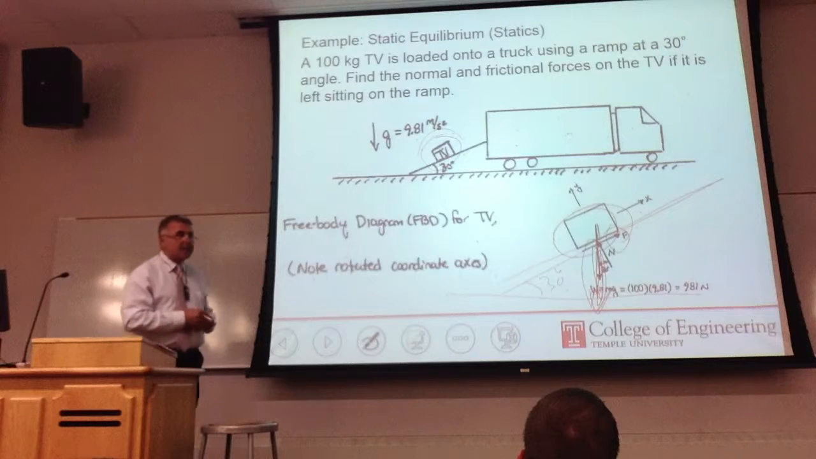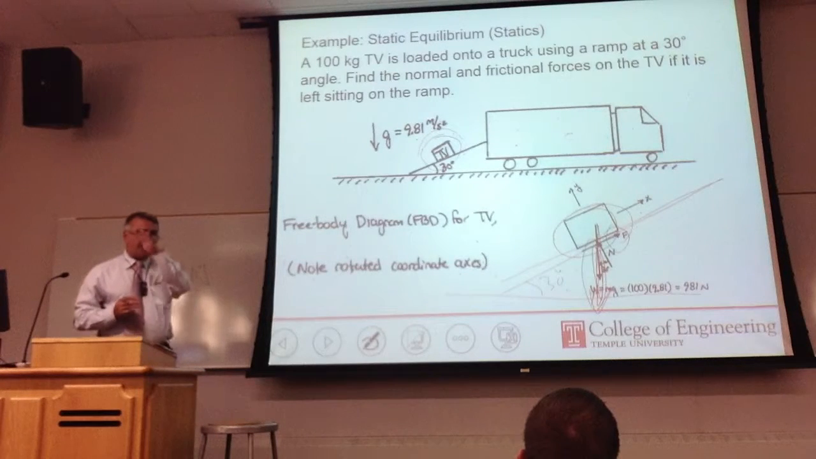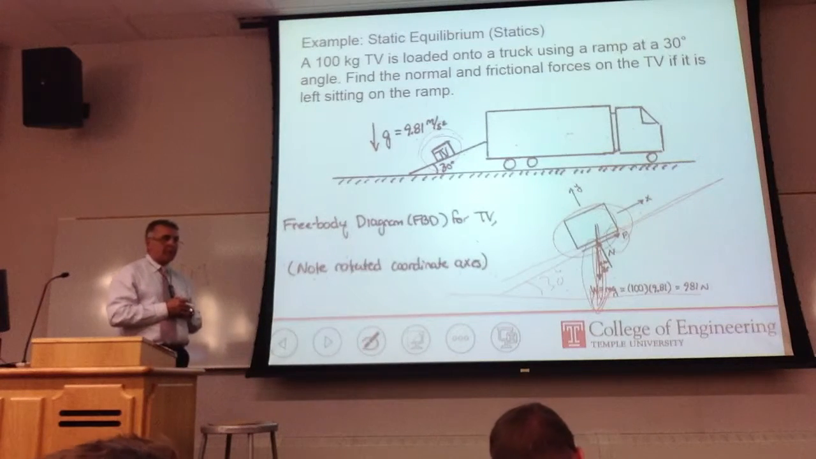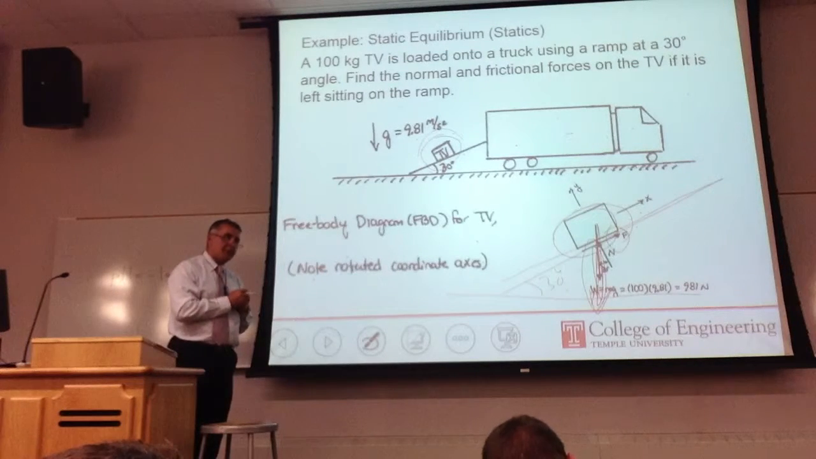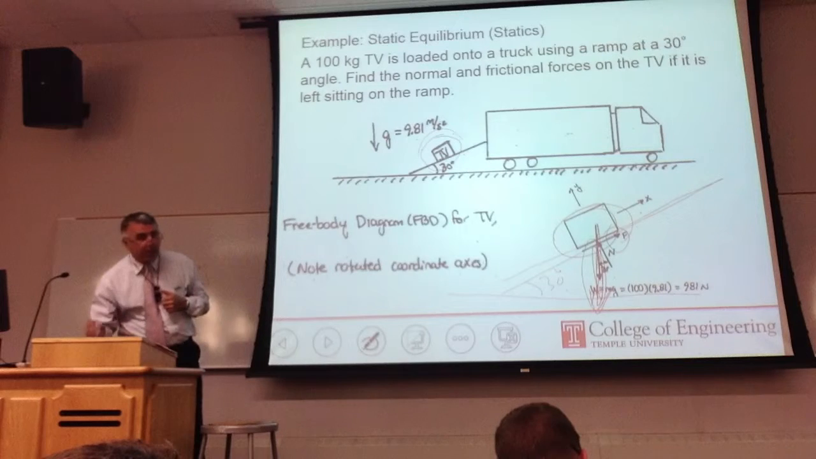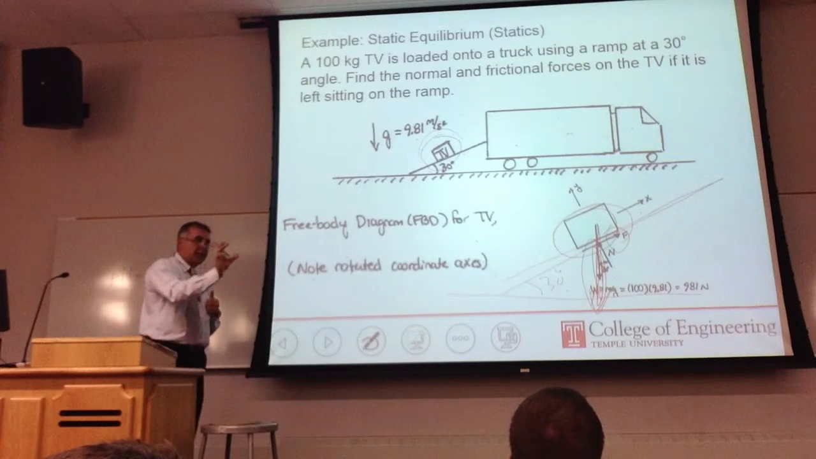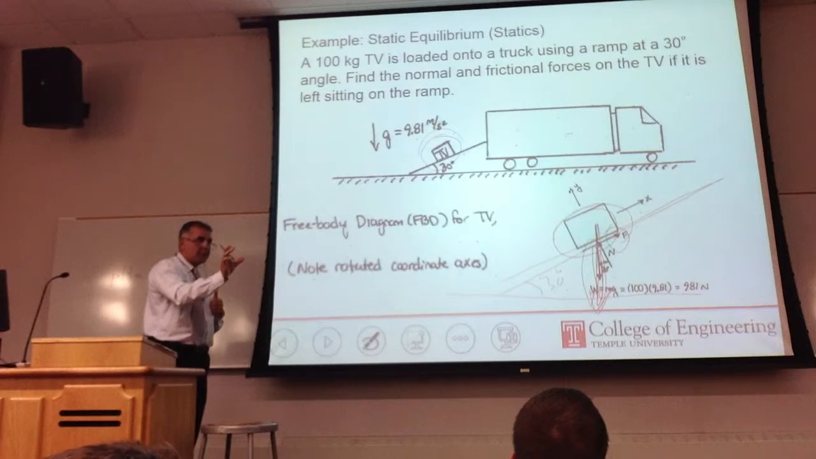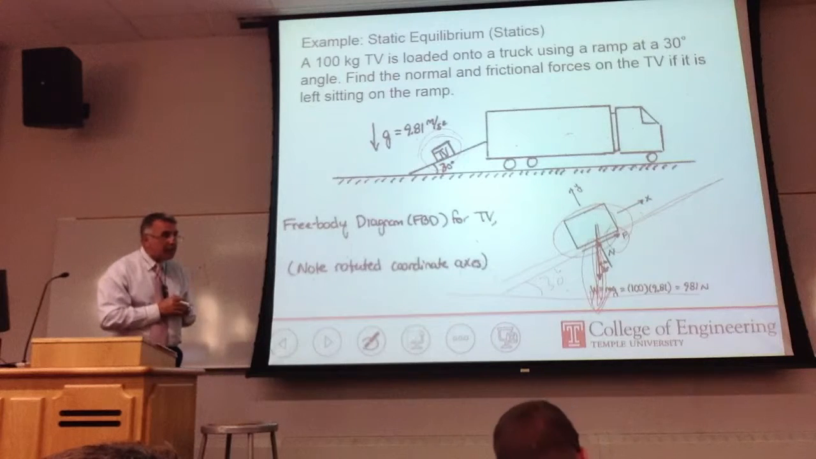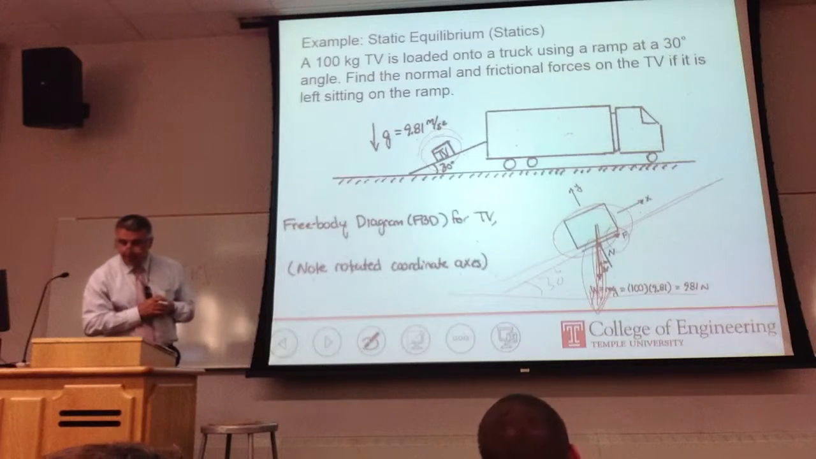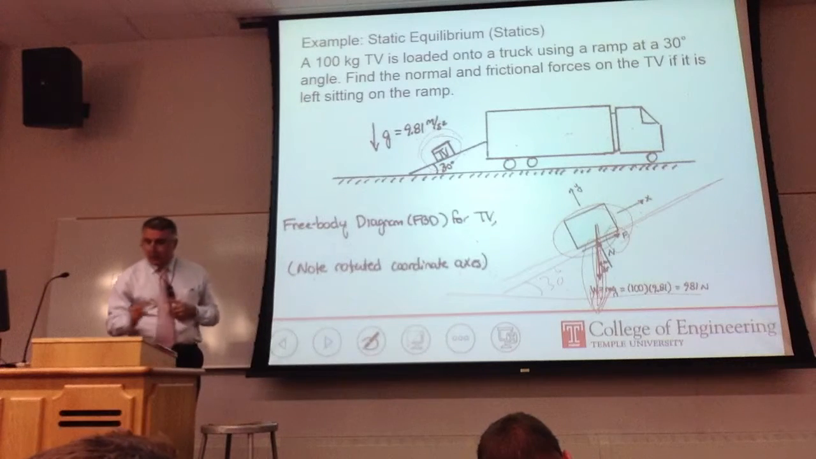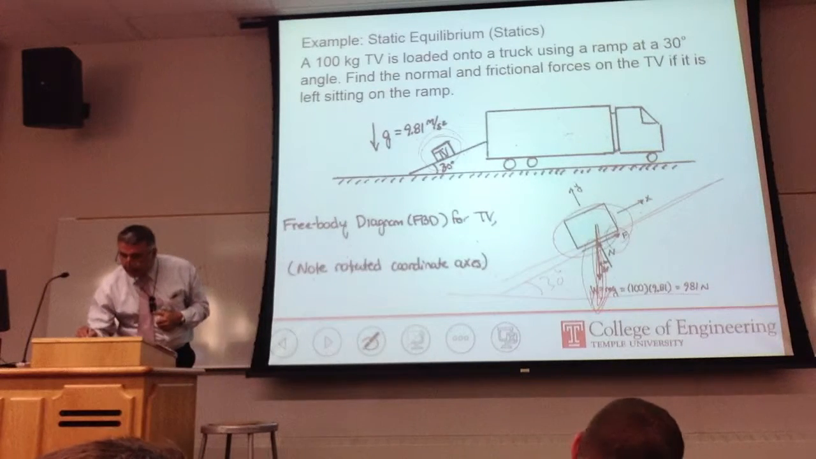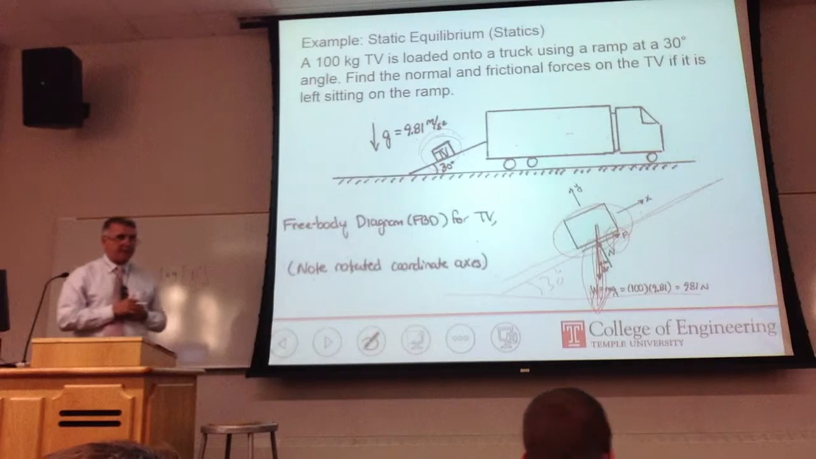Well, what is the tendency of the TV to move up or to move down? Therefore, friction always opposes the movement. Because if the friction wasn't there, the TV would have slid down. Right? The TV is sitting on the ramp, right there. So, this is your frictional force. What else do we have?